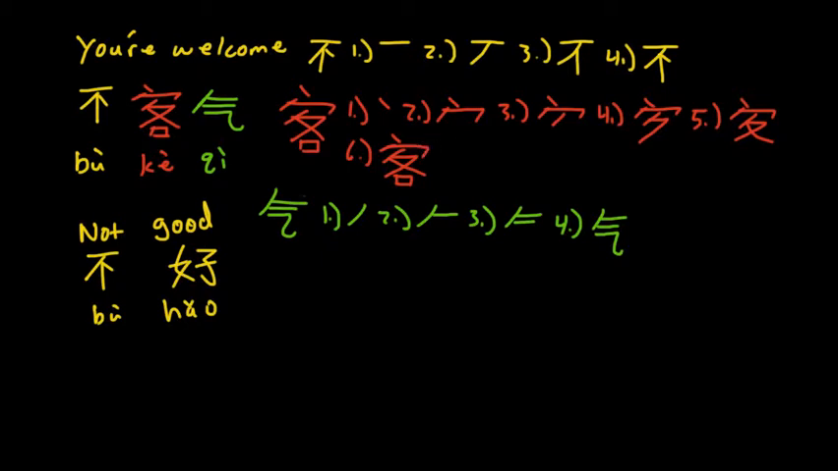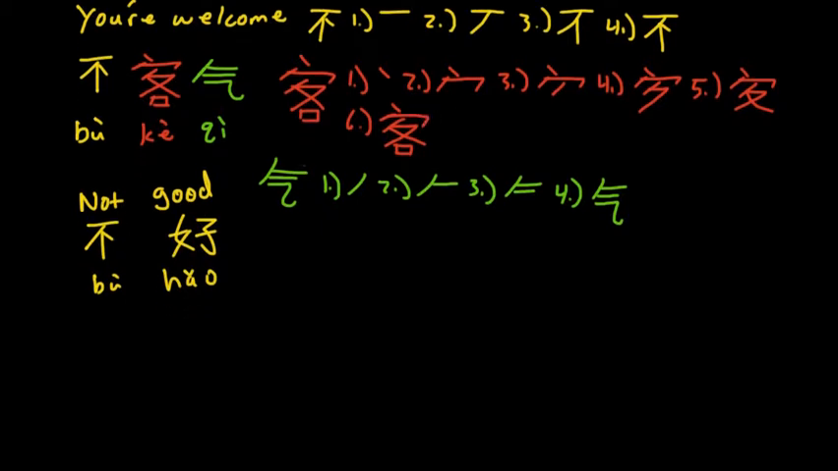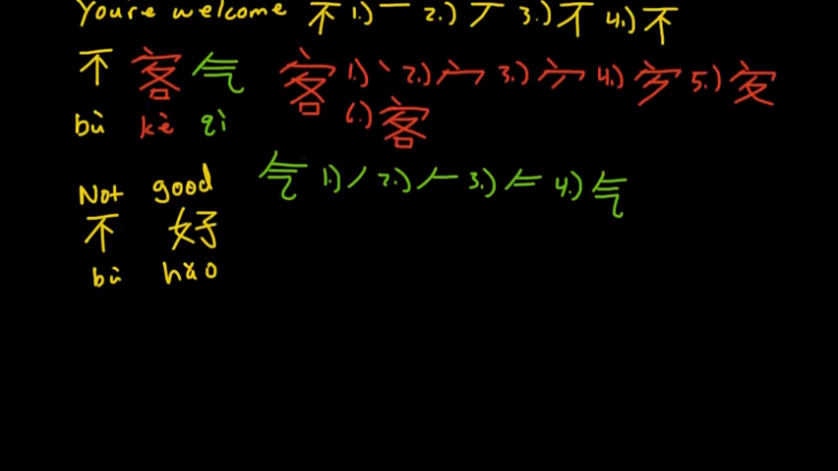Now I'll go into detail on bukuchi, because you might be wondering why, for you're welcome, you have three words like this. I'll go into detail on the meanings of the three words separately and how together they form you're welcome. So, alright, let's do this again. So we have bu right here.